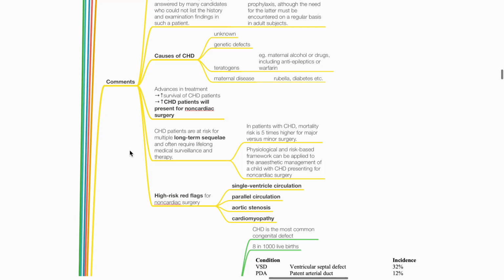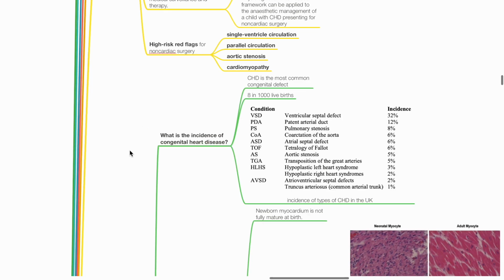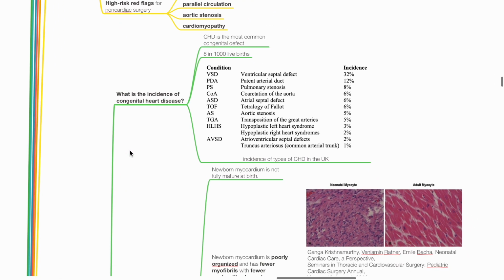A physiological and risk-based framework can be applied to the anesthetic management of a child with CHD presenting for non-cardiac surgery. High-risk red flags for non-cardiac surgery include single ventricle circulation, parallel circulation, aortic stenosis and cardiomyopathy. Additional Q&A. What is the incidence of congenital heart disease? CHD is the most common congenital defect with incidence of 8 in 1,000 live births.